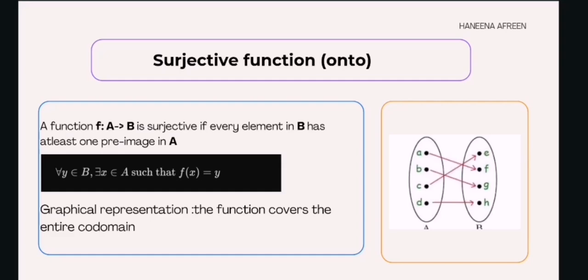Next, we have surjective functions, also called onto functions. A function is surjective if every element in the codomain is mapped by at least one element from the domain. In other words, no element in the codomain is left out. Graphically, a function is surjective if its range covers the entire codomain. That means no gaps are left in the codomain.